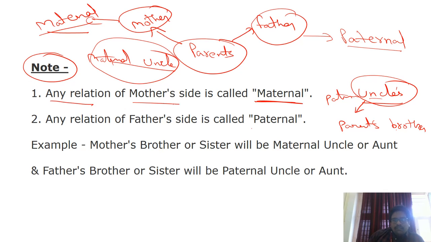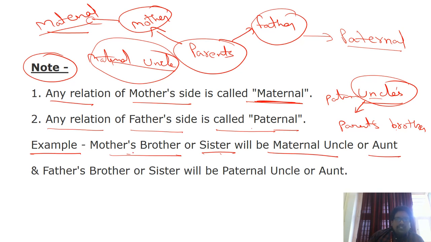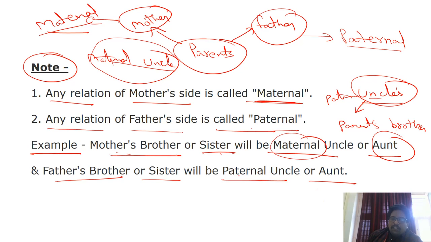Any relation on mother's side is called maternal, whereas any relation on father's side is termed paternal. Clear? For example, mother's brother or sister will be maternal uncle or maternal aunt. Similarly, father's brother or sister will be paternal uncle or aunt. If I say aunt, it doesn't give precise clarity about which relationship I'm talking about. If I say maternal aunt, obviously it is mother's side. If I say paternal aunt, obviously it is father's side. Clear? So these are the basic important points you have to remember before you proceed to solving any types of problems on blood relation. Clear?